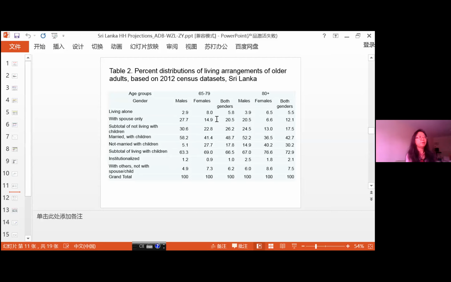The female is 6.5%, and the male is 3.9%. For living with children and not married, the females have a much higher percentage than the males. And the males, they enjoy it more, they have a higher percentage of married and with children.